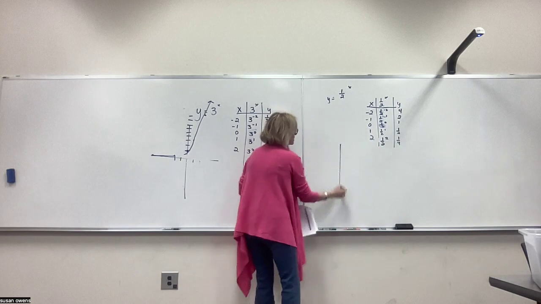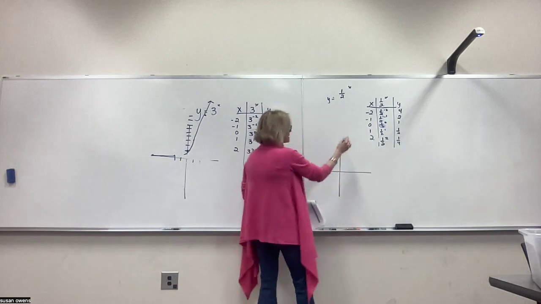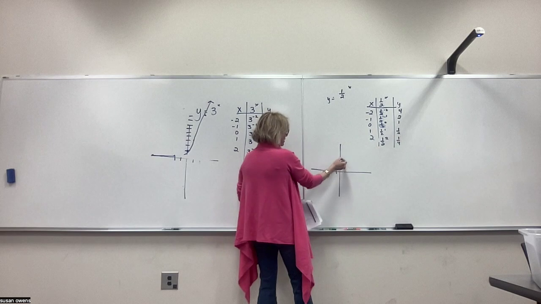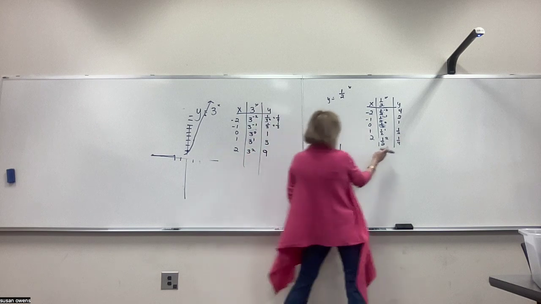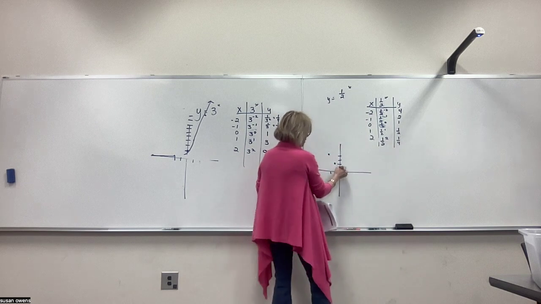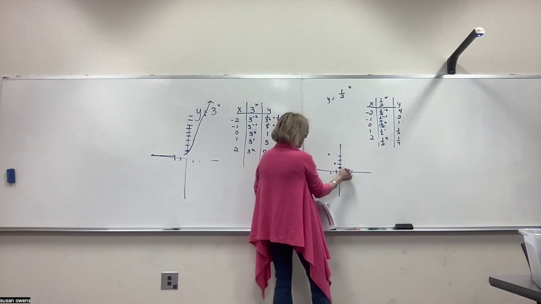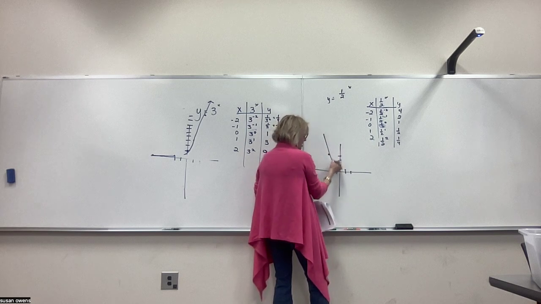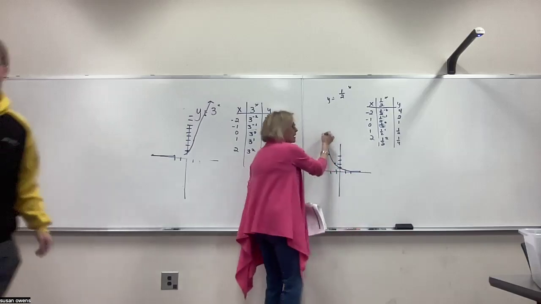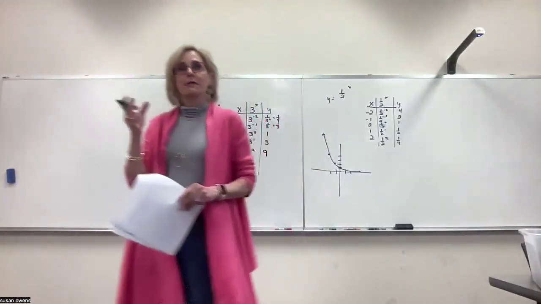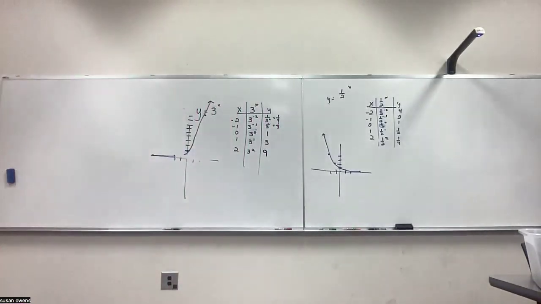Okay, and we're going to graph those. So over -2, up 4. Over -1, up 2. Over 0, up 1. Over 1, 1/2. Over 2, 1/4. It flipped our graph across the y-axis. It reflected it across the y-axis. So it just flipped it going the other way when you have a fraction. Okay?